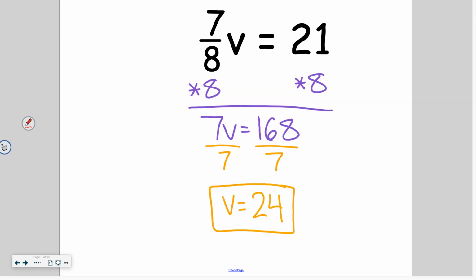In order to solve, the first thing I need to do is multiply by the 8 to get rid of that division. Once I do that, I get 7v is equal to 168. Dividing both of those by 7 to get rid of my multiplication, I end up with v is equal to 24. If you have questions about this or anything else from the lesson, please let me know when you get to class.